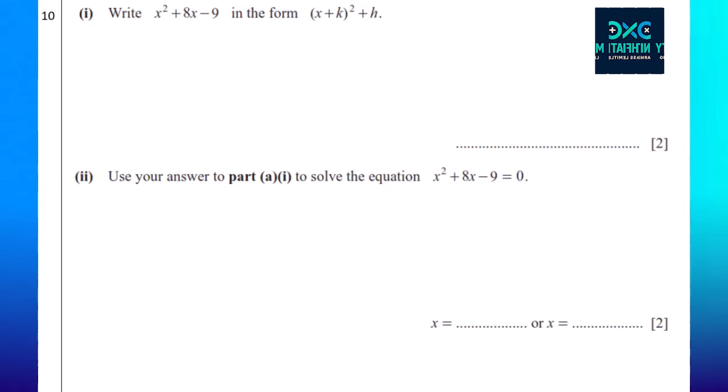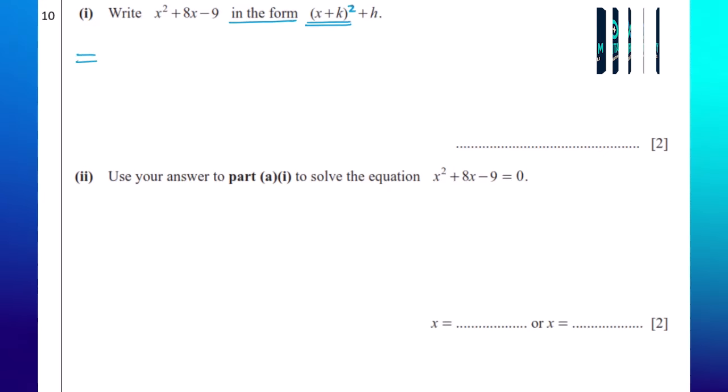Question number 10, write x squared plus 8x minus 9 in the form of this. This is the hint that you have to use the completing the square method. And you can also see they give us the hint that something should be closed in a square. Okay, how to solve this one?